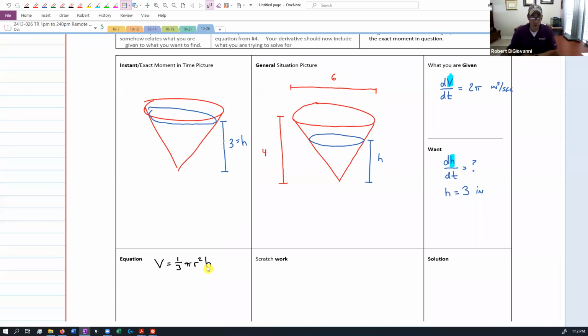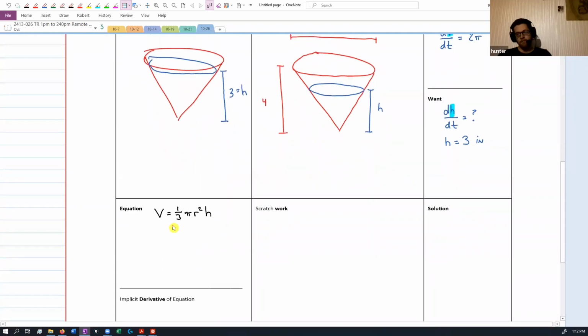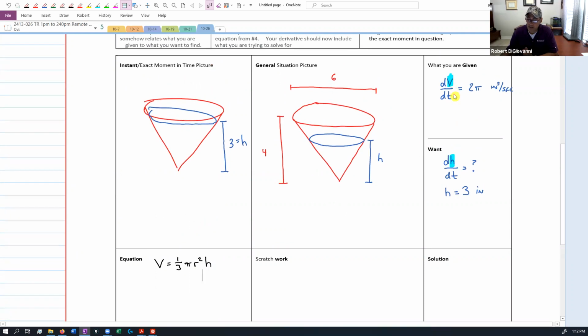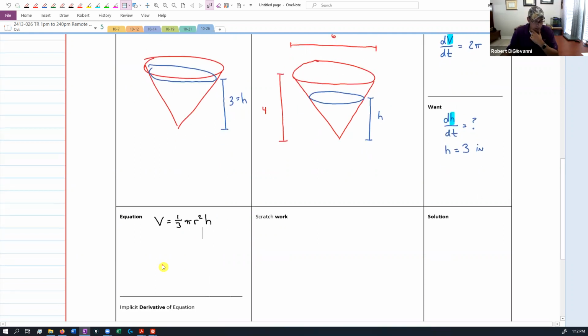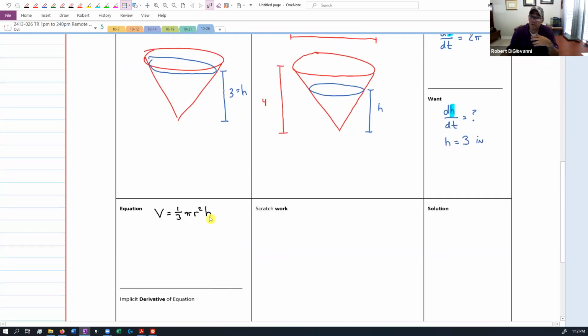We've got this equation, it has the volume of any cone. So we're happy about the equation because it has V in it, and dV/dt is something I know. So I know if I differentiate this, I'm going to get a dV/dt because of chain rule. And then I also have an H in this, so I know when I differentiate, I'm going to get a dH/dt, which is great because that's what I'm looking for, right?